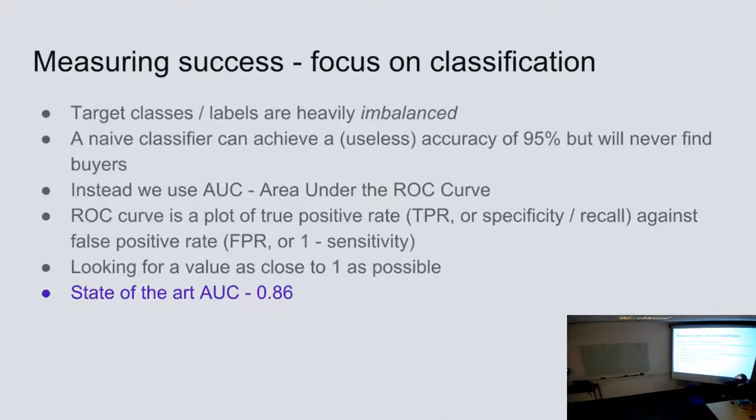So how are we going to measure success? We'll need to use a metric which is tuned for focusing on the class label that we want. So we're going to use AUC, which is area under the ROC curve. The ROC curve is the receiver operating characteristic, and it's simply a plot of the true positive rate, or TPR, against the false positive rate, or FPR, which is one minus specificity. If we had a perfect classifier, our AUC score would be 1. State of the art before deep learning was 0.86. That was the best AUC achieved on the competition data set by the person who finished first, actually from Yandex in Russia.